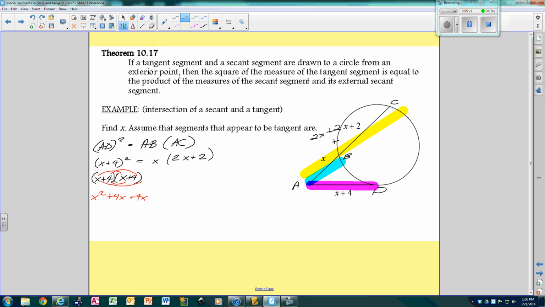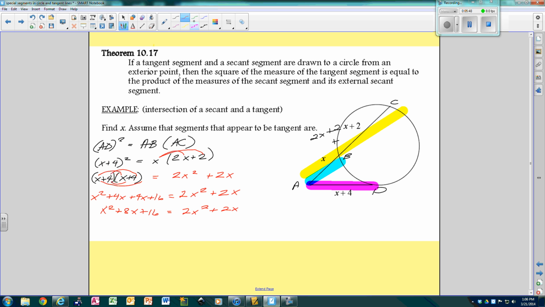Last is 16. So I still have to do this side over here, but we're going to go ahead and take care of the tangent. So I've got x squared plus 8x plus 16. Now over here, I've got x times 2x, which is 2x squared, and x times 2, which is 2x. So I'm just going to keep bringing that down because it's pretty much combined.